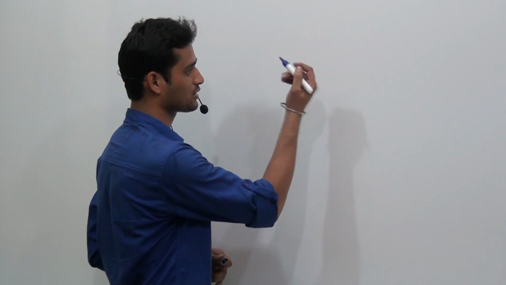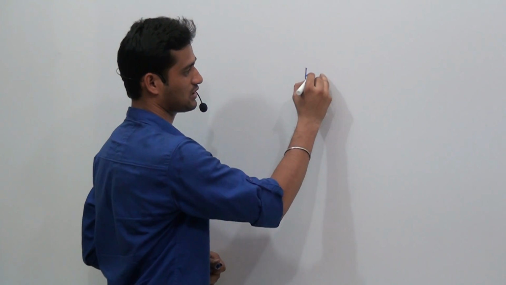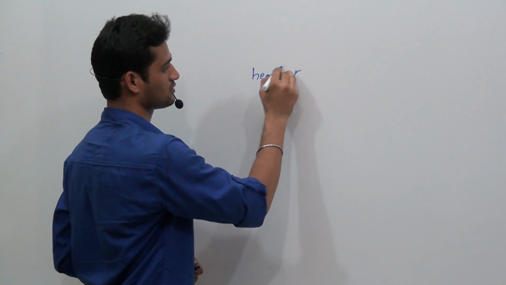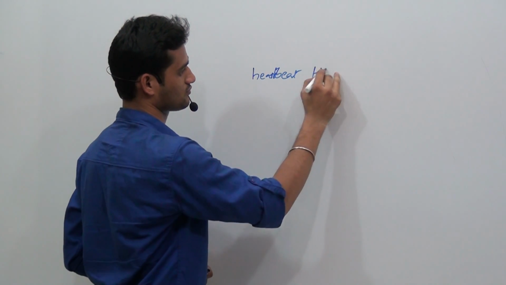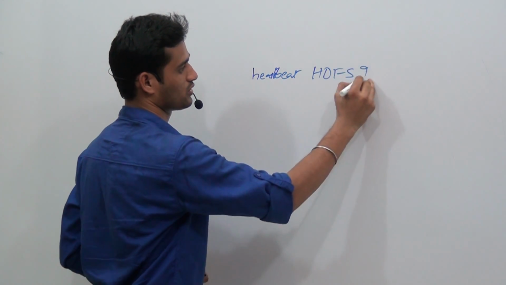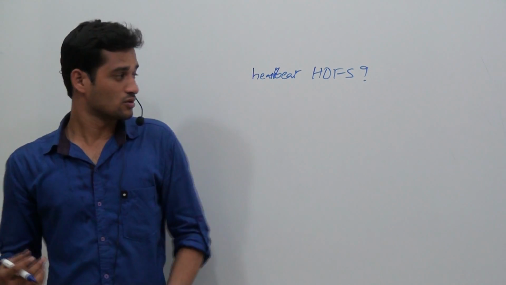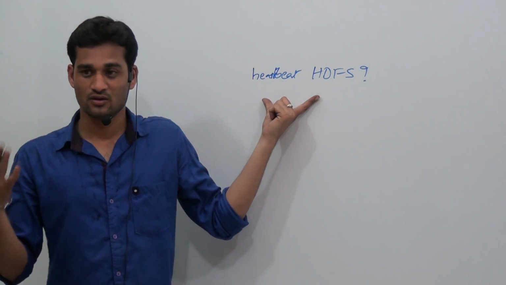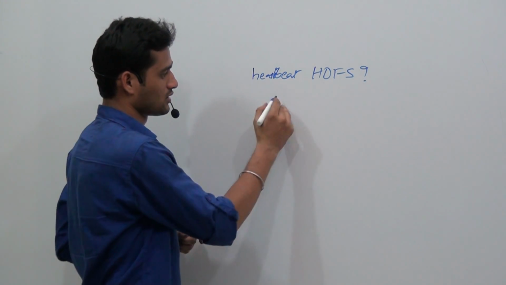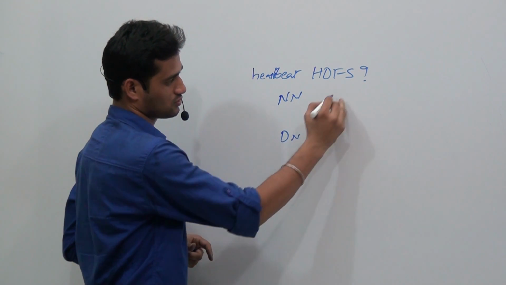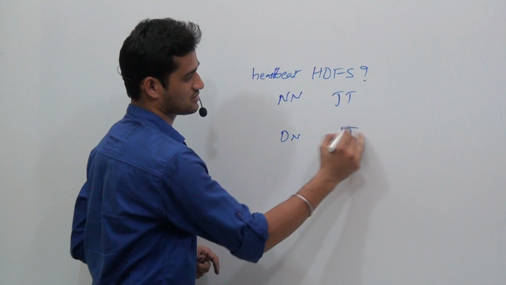So what is a heartbeat in HDFS? Now see, here you are having 4 services: name node, data node, job tracker, task tracker.